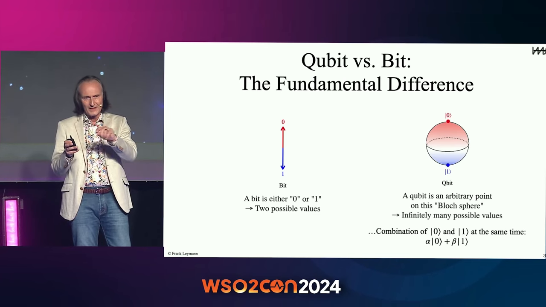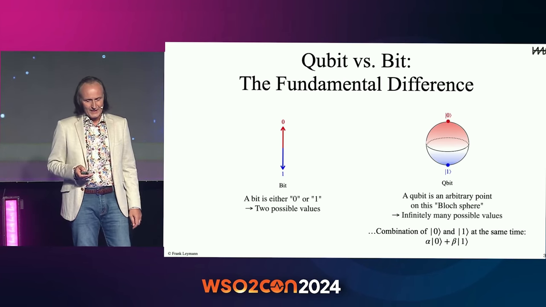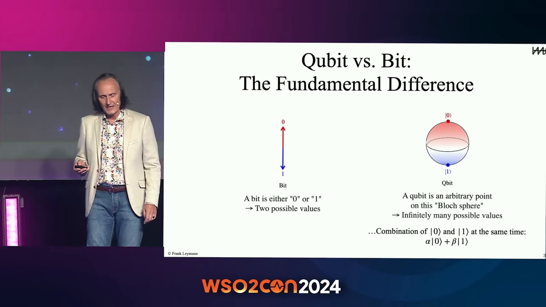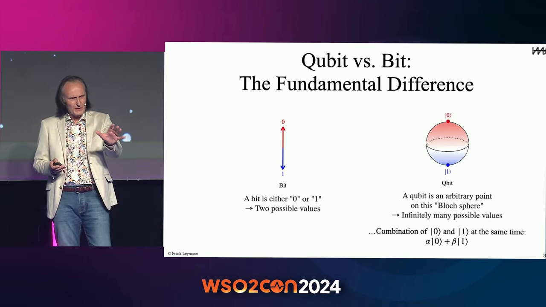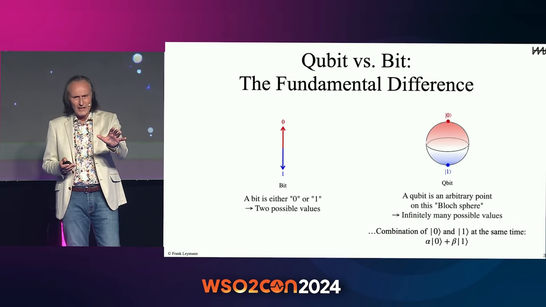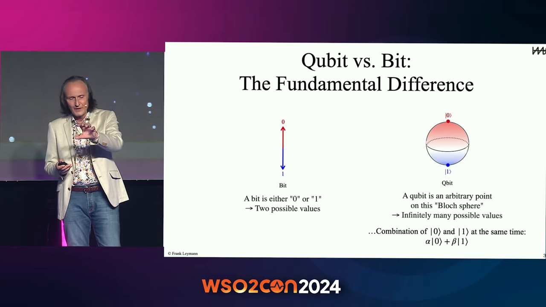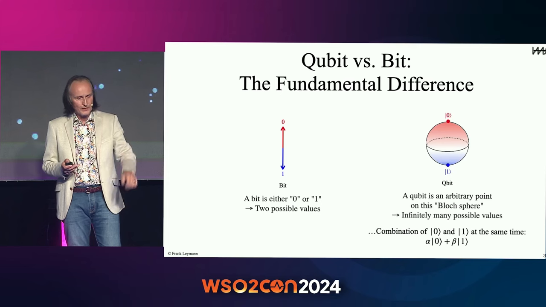Forget these angles here. You have values alpha and beta. We will see these are probabilities. So it indicates the real potential: infinitely many potential values, and only two values when measured.